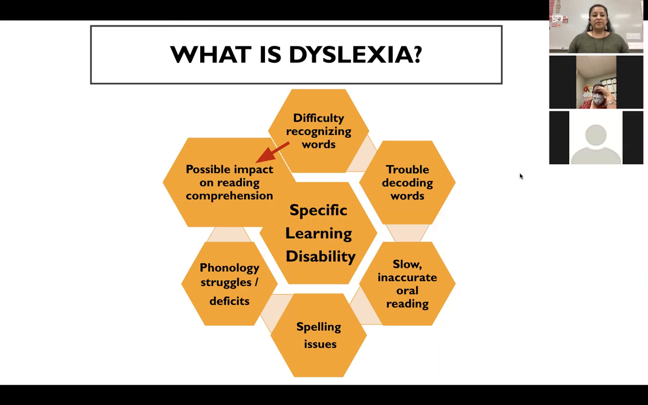So with this specific learning disability, they're having difficulties with print. We have difficulty recognizing words, which could possibly affect their reading comprehension. They have trouble decoding words, trying to blend letters with sounds. They're slow and inaccurate in oral reading. They have spelling issues and phonological struggles, because they might not be able to identify the letters and sounds, or manipulate and put those together. So that is what dyslexia is.